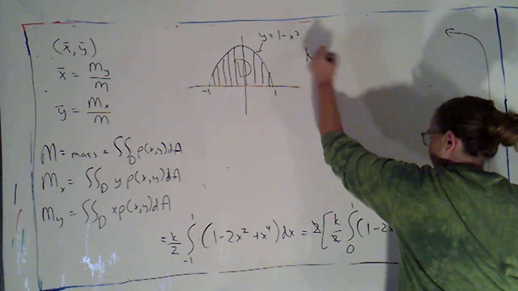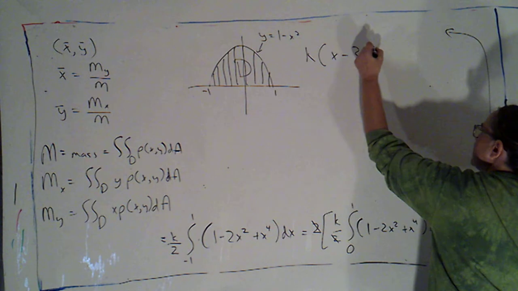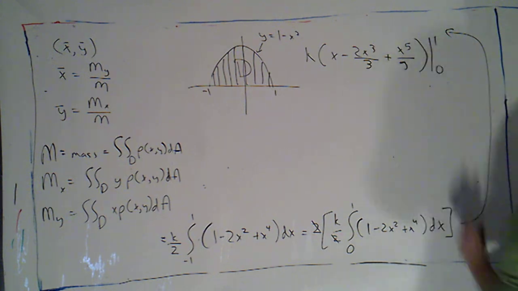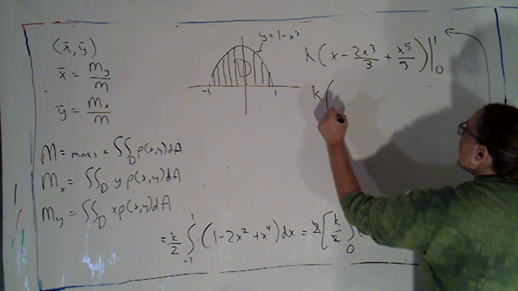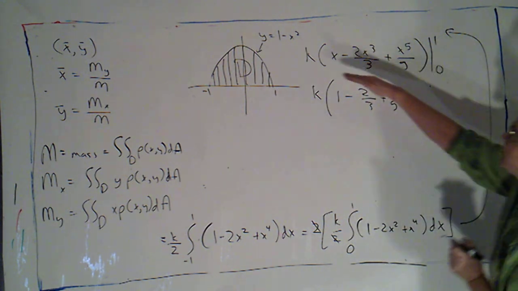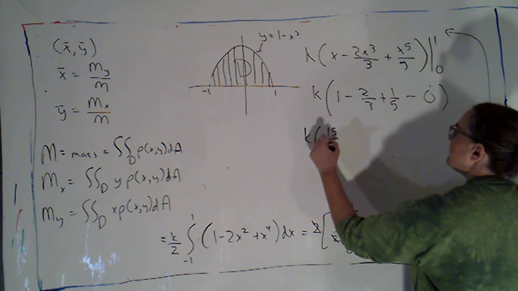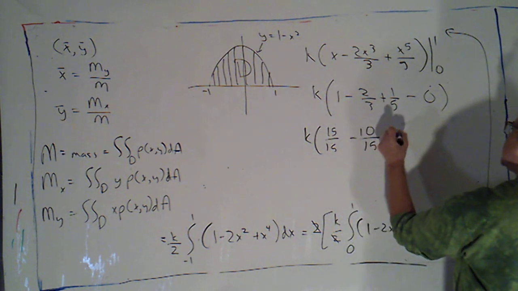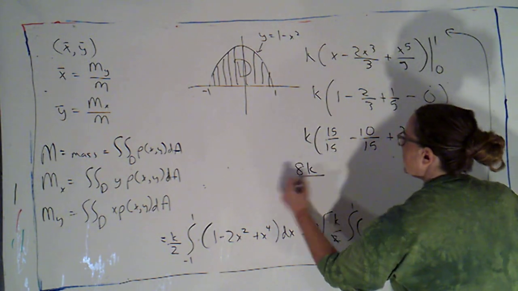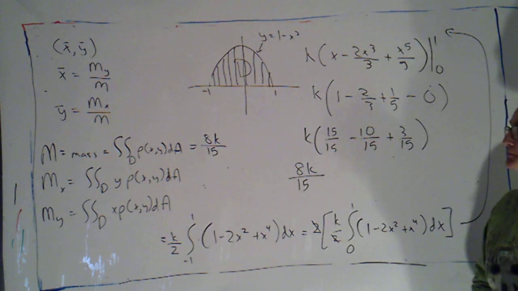So I've got k copies of, now we're just integrating this with respect to x. So that's going to be x minus 2x cubed over 3 plus x to the fifth over 5, and that's all evaluated between 1 and 0. So that's going to be k times 1 minus 2/3 plus a fifth, minus, when I plug in 0, all of these terms go to 0. So that's k times 15/15 minus 10/15 plus 3/15. That's going to be k times 8/15. So the mass is 8k over 15.